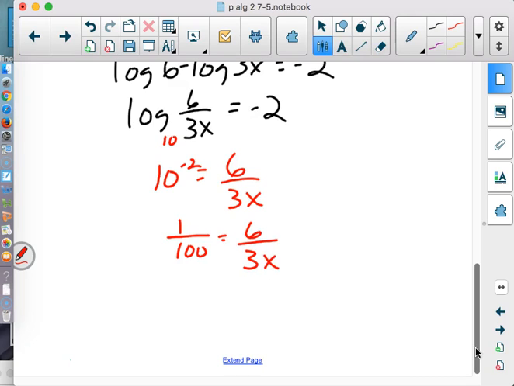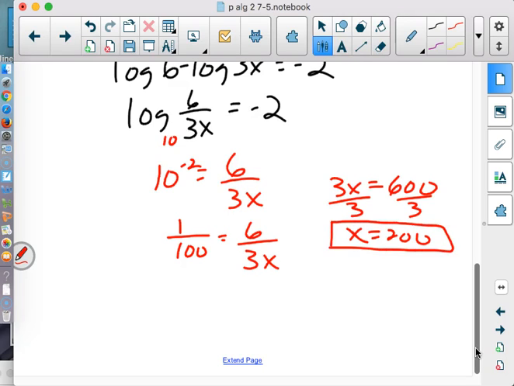Here's why. How do you solve something that looks like that? You cross multiply. That makes this problem make a lot more sense. So we'll have 1 times 3x, which is 3x, equals 6 times 100, which is 600. Divide it by 3. And there's our answer. Now that's a positive answer. It's going to work. It's just the negative answers that are not going to happen for us. Positive answers, we're just fine. Oh my gosh, we're done?